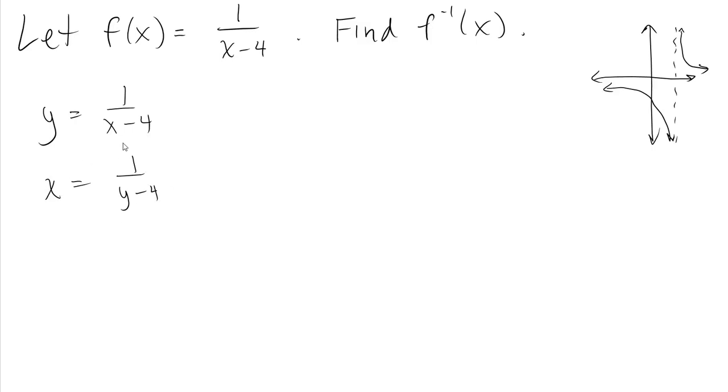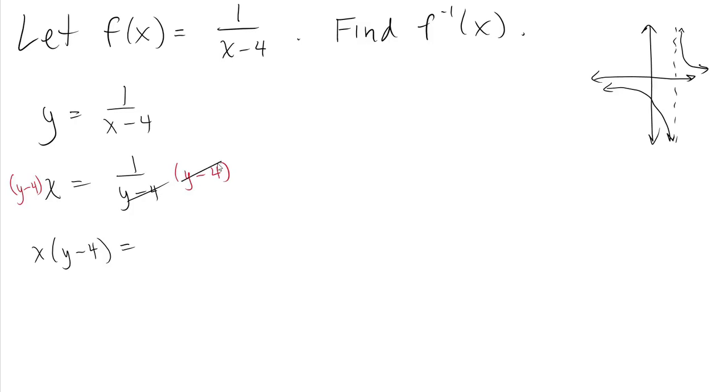This is the inverse relation, but it's not a function of x. We want to find f inverse as a function of x. So we need to solve this for y. The most common step that people would use here is to multiply both sides by the least common denominator, and there's only one denominator here. I'm not going to distribute on the left side. I'm going to leave this as x times y minus 4.